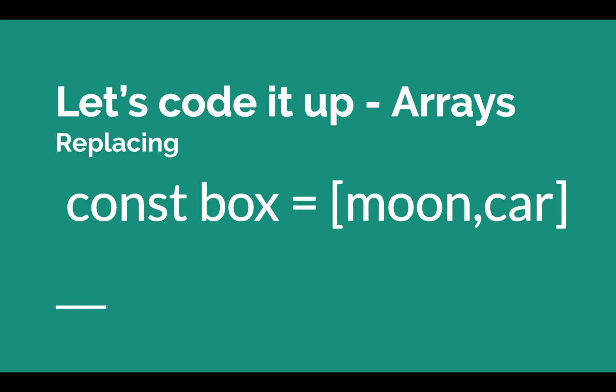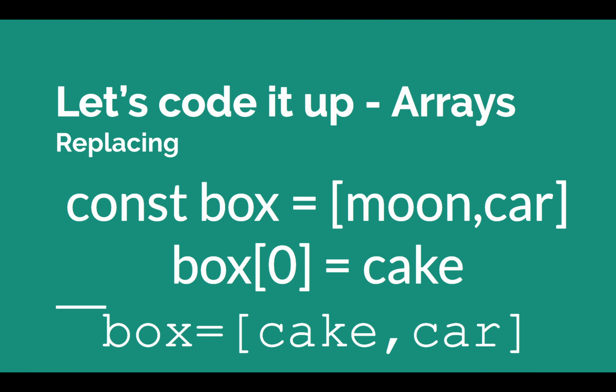Now, let's see what happens if you try to replace. We have our constant box, which has moon and a car. So if we say box 0, so we're doing something to the first element, and we say it's equal to cake. Well, this is what you get at the end of it. Your first element is cake, and your second is car.